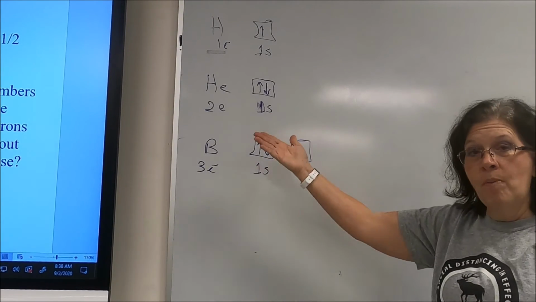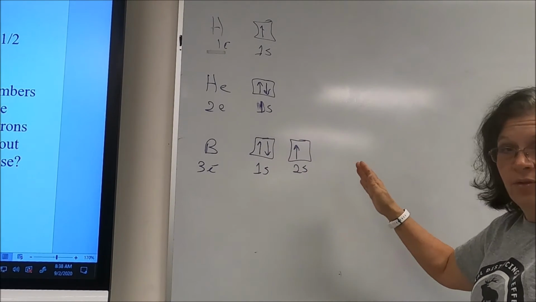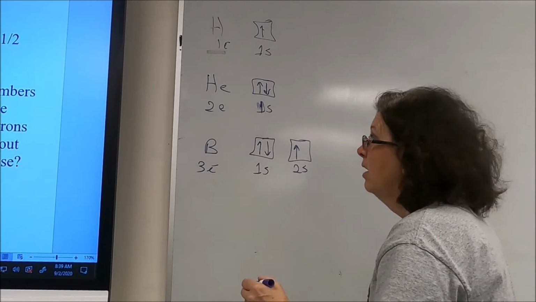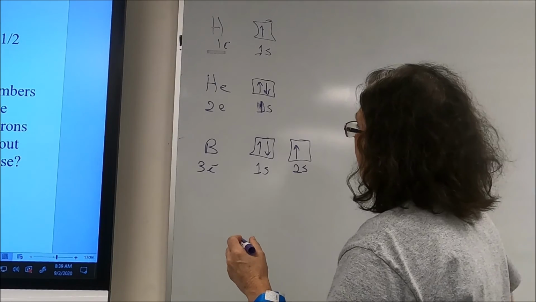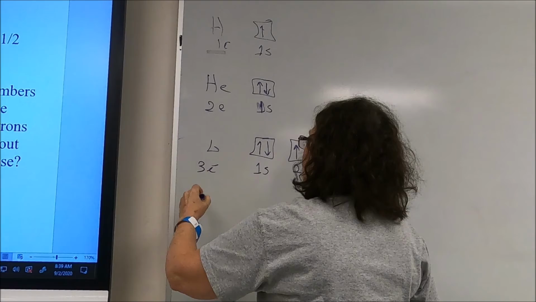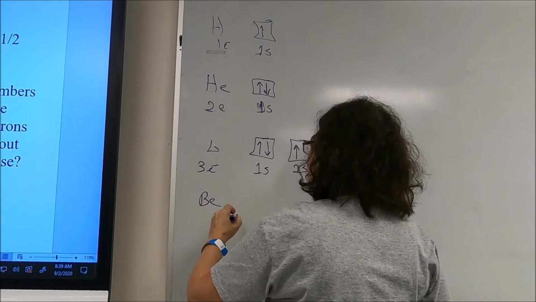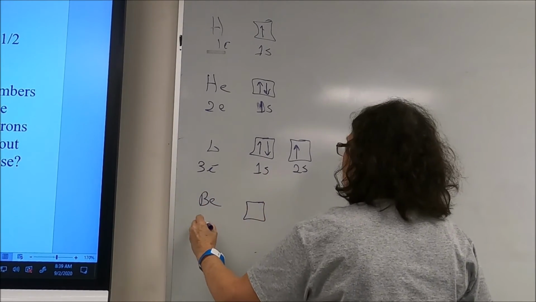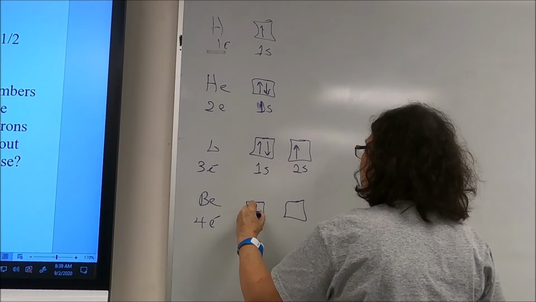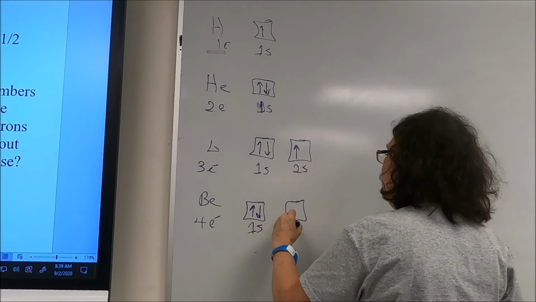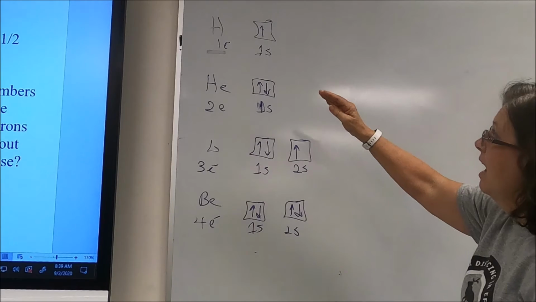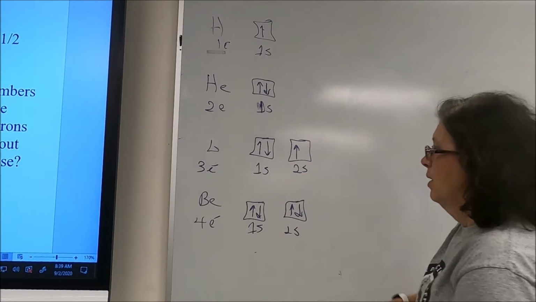Now, from this, I can go back and give you quantum numbers, okay? But this is much quicker and easier to draw. Excuse me, this is supposed to be lithium. And after lithium is beryllium, 4 electrons. 1s is first. 2s is now filled. So hydrogen, helium, lithium, beryllium.